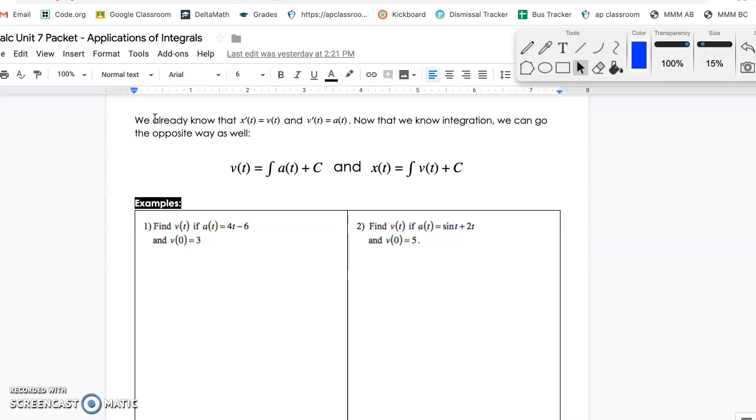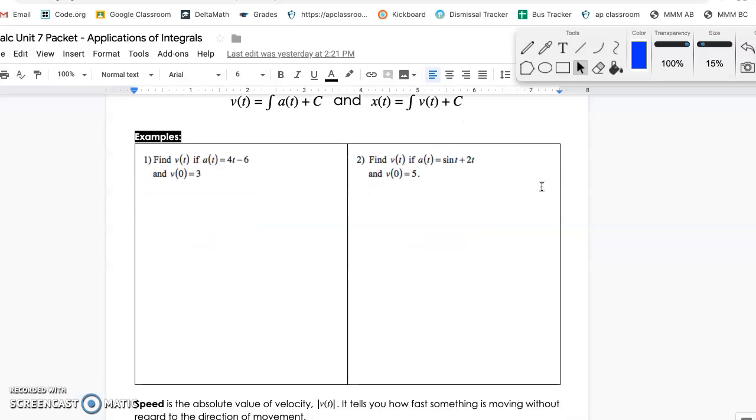All right, so we already know that the derivative of position is velocity and the derivative of velocity is acceleration. So now that we know integration, we can go the opposite way as well. So basically velocity is the antiderivative of acceleration plus c, and position is the antiderivative of velocity plus c.